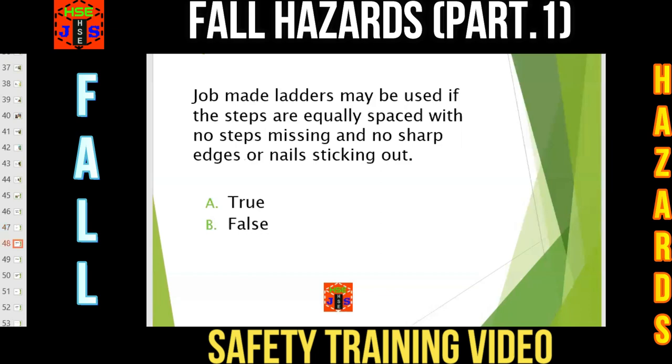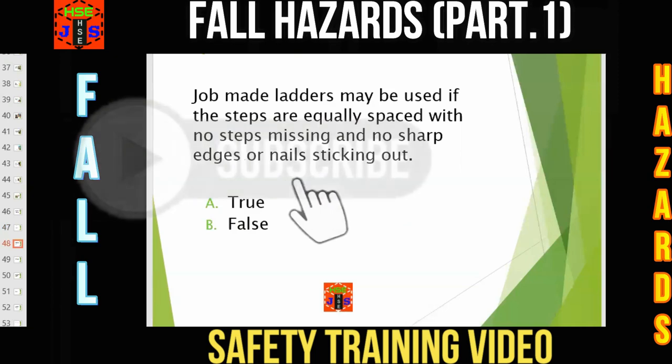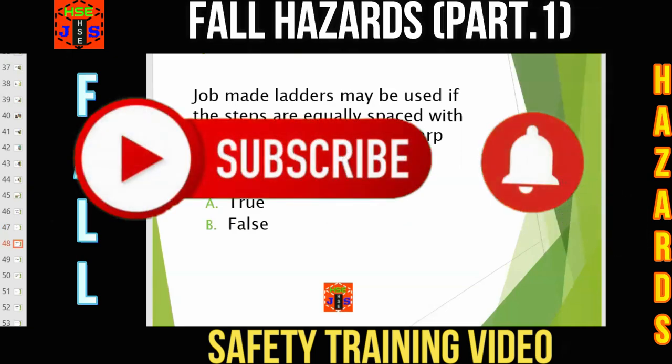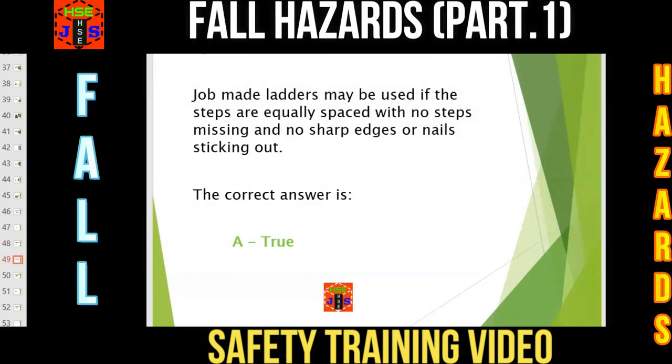Question number 2. Job-made ladders may be used if the steps are equally spaced with no steps missing and no sharp edges or nails sticking out. A, true. B, false. What is the correct answer? The correct answer is A.